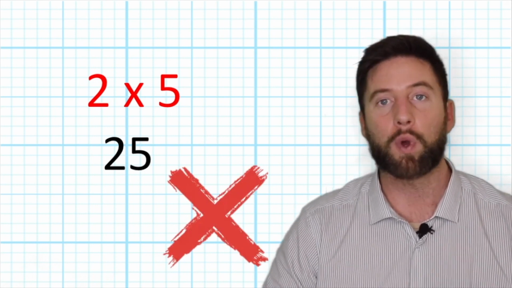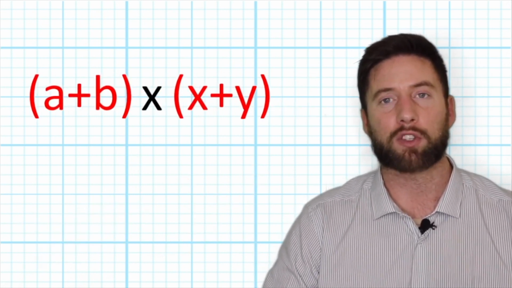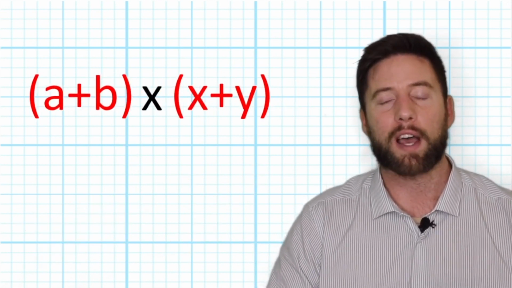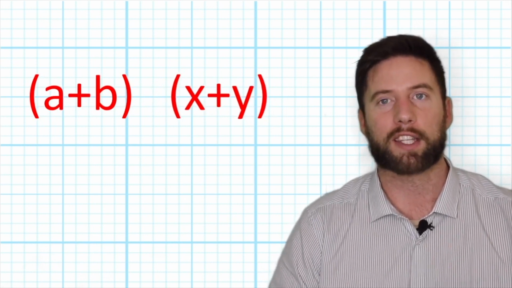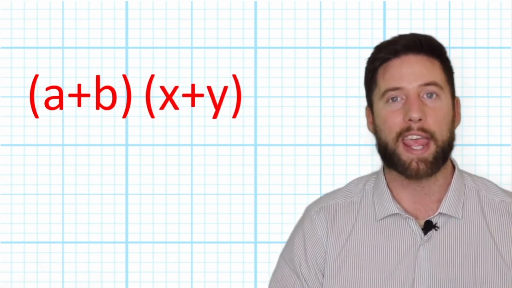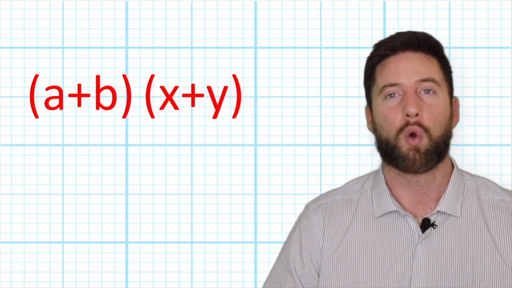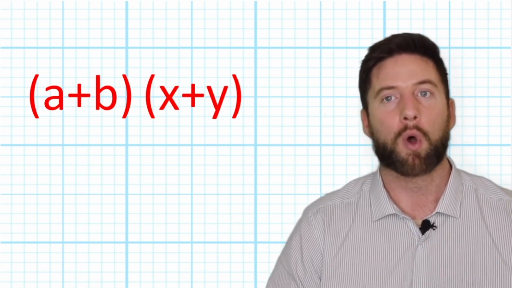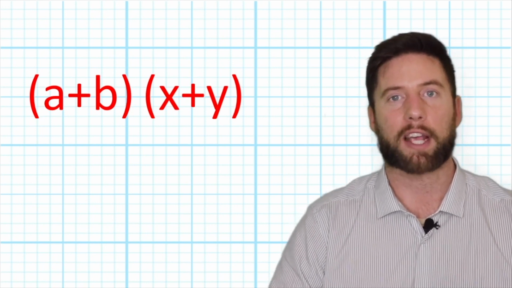But it will still be the case if we are using parentheses or brackets. If we see two pairs of brackets or two parentheses next to each other, without a symbol, we are going to times them. We're going to multiply the values inside each set of parentheses. For example, if we saw this with a plus b in a bracket and x plus y in a bracket, with no other symbol between them, we know that we are multiplying the a plus b times x plus y.